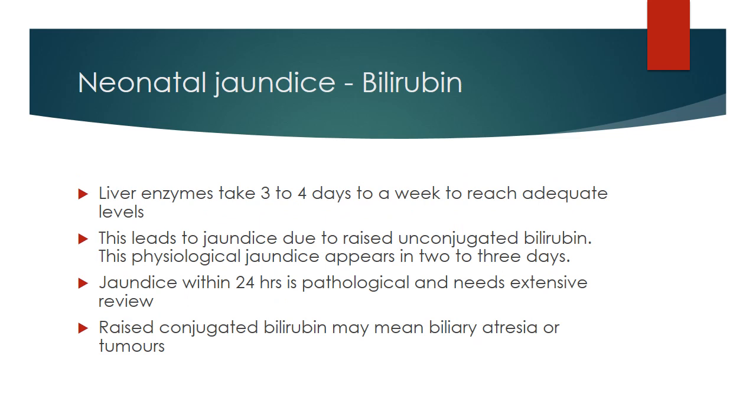Neonatal bilirubin. Liver enzymes take 3 to 4 days to a week to reach adequate levels. This leads to jaundice due to raised unconjugated bilirubin. This physiological jaundice appears in 2 to 3 days. Jaundice within 24 hours is pathological and needs extensive review. Raised conjugated bilirubin may mean biliary atresia or tumors.